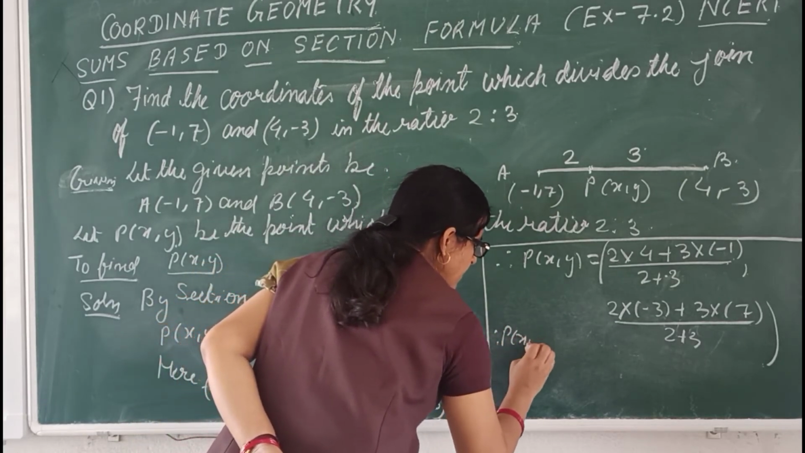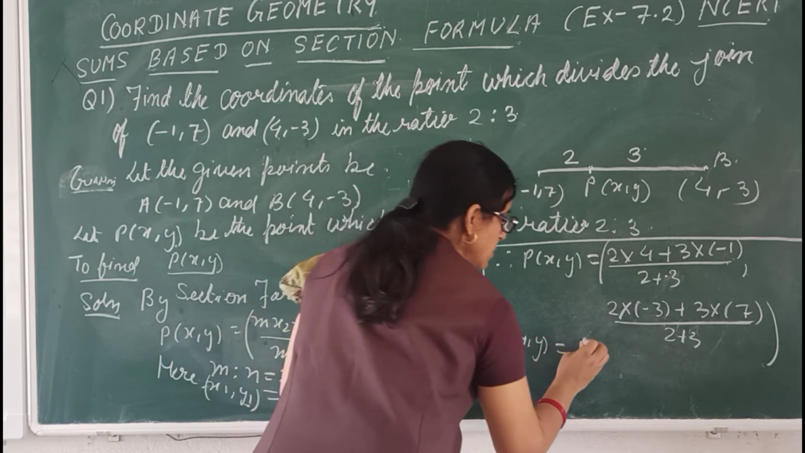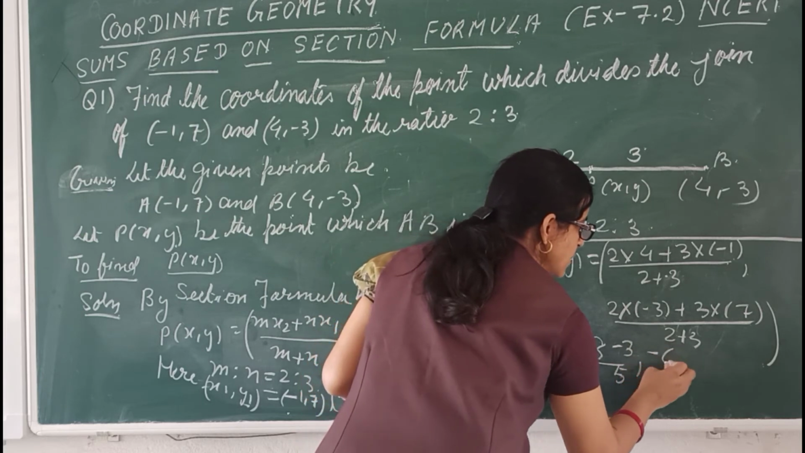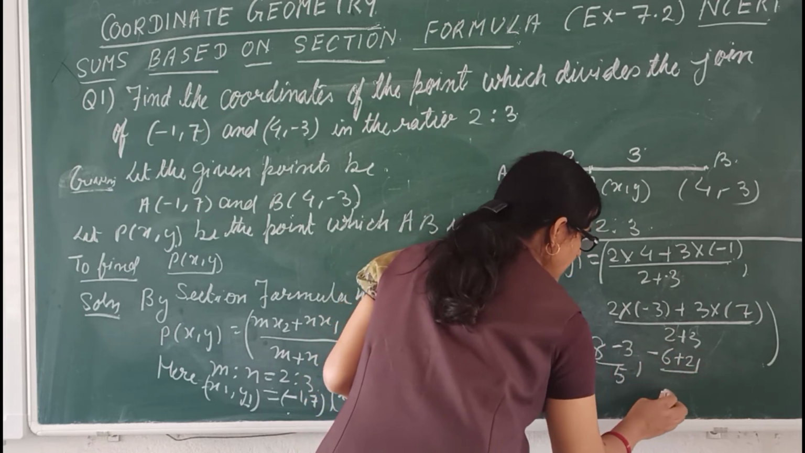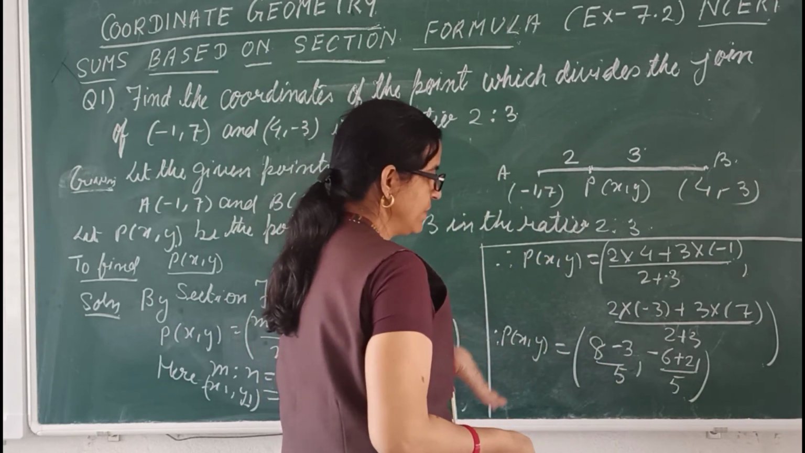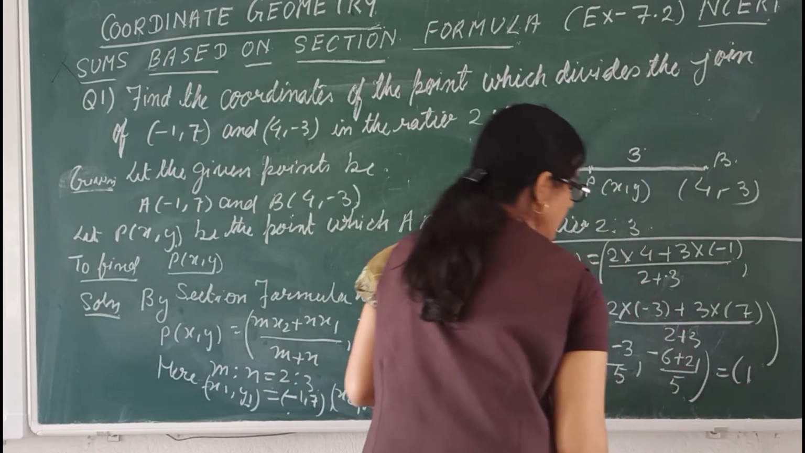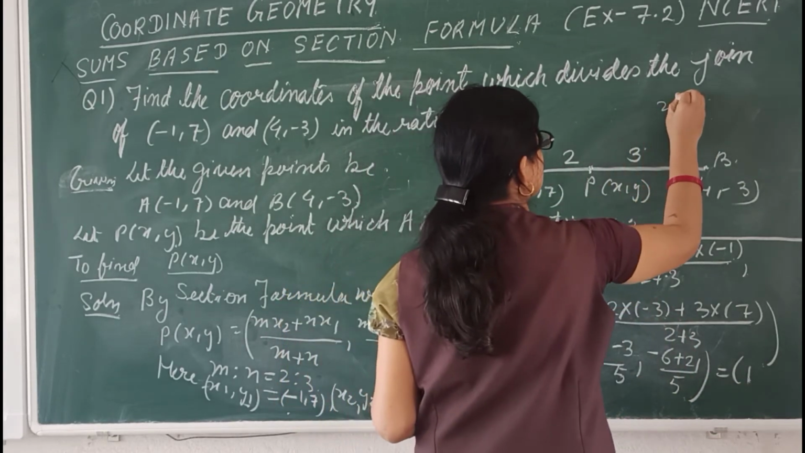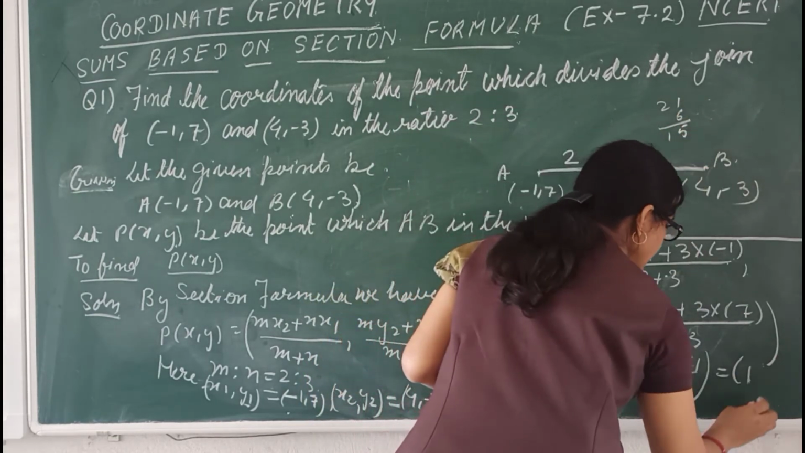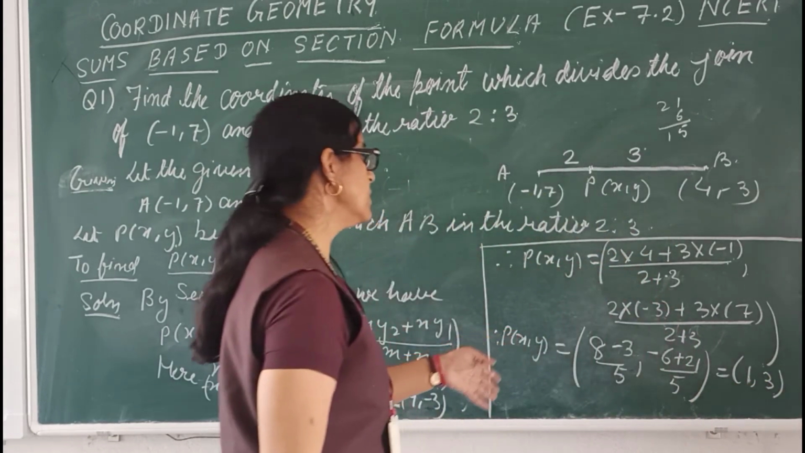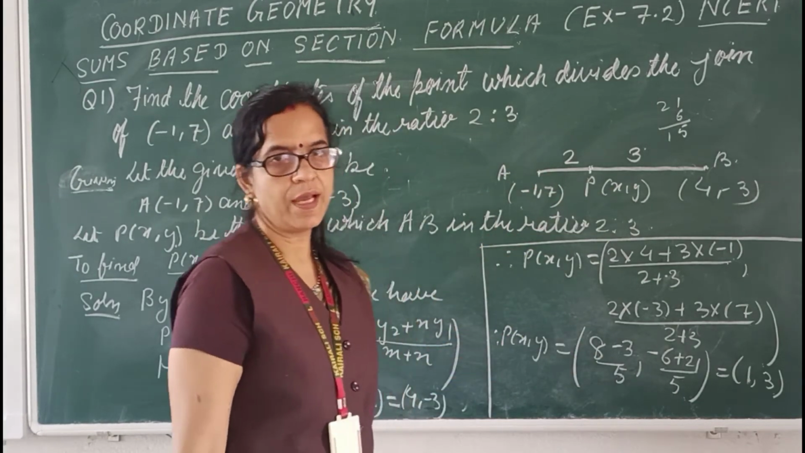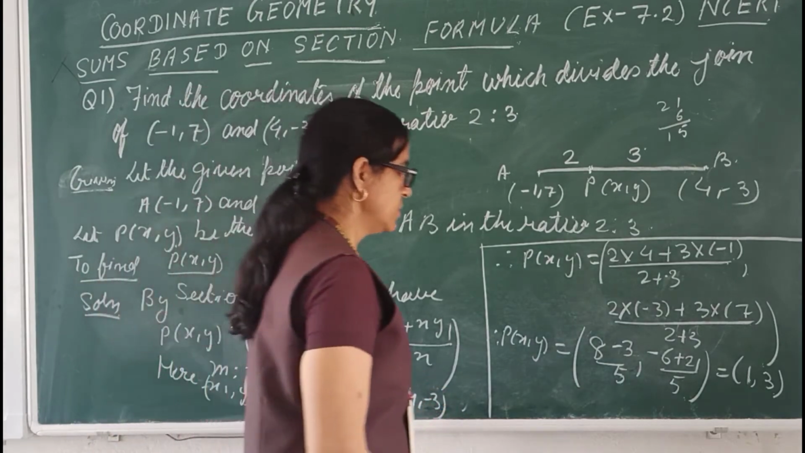Therefore, P(x, y) equals (8 minus 3) by 5, comma, (minus 6 plus 21) by 5. So 8 minus 3 is 5 and 5 by 5 is 1. And over here 21 minus 6 is 15. Yes. So 15 by 5 is 3. So the point which divides the join of the line AB in the ratio 2:3 is (1, 3). So this will be the answer.